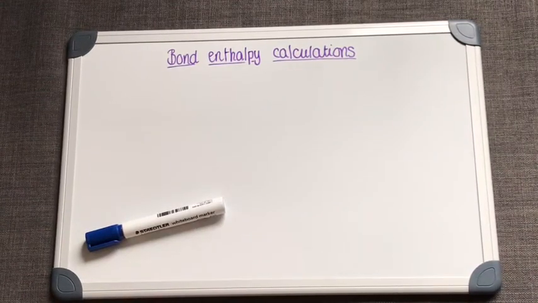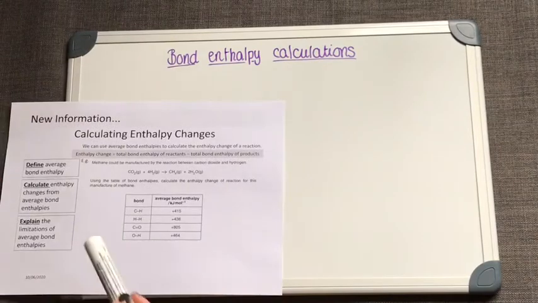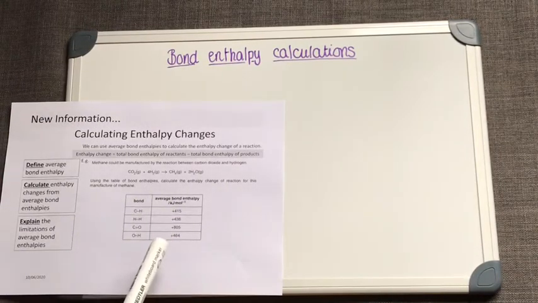So in this video I'm going to show you some worked examples for the questions that are on the PowerPoint for bond enthalpy calculations. This first one is quite straightforward. They're asking you to calculate the overall enthalpy change of reaction. They've given us a table here that shows the different bonds and the bond enthalpy values.